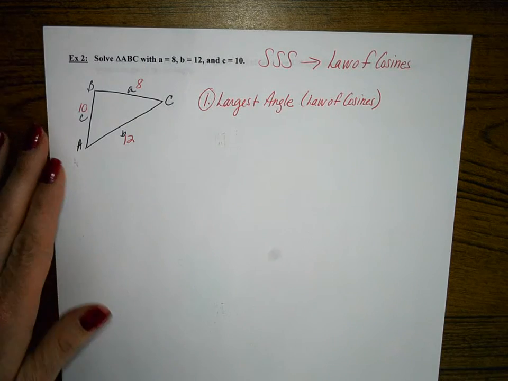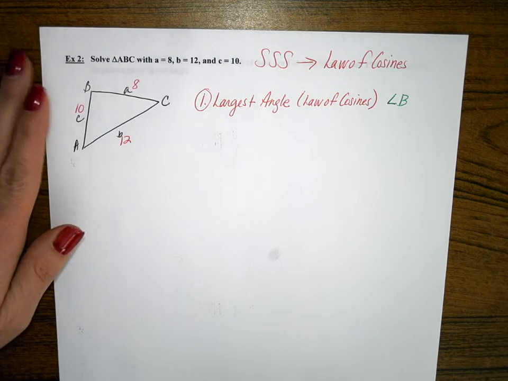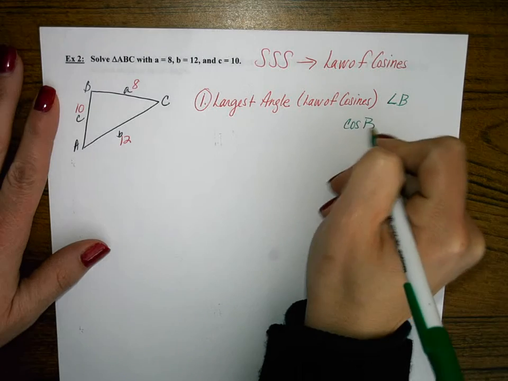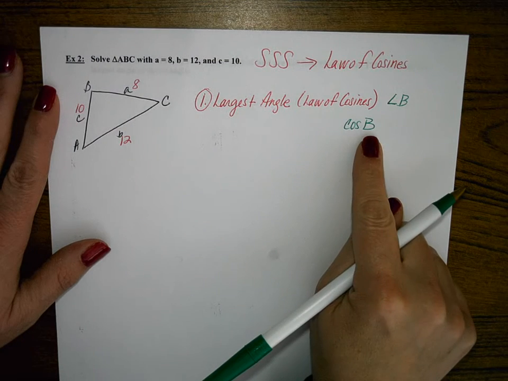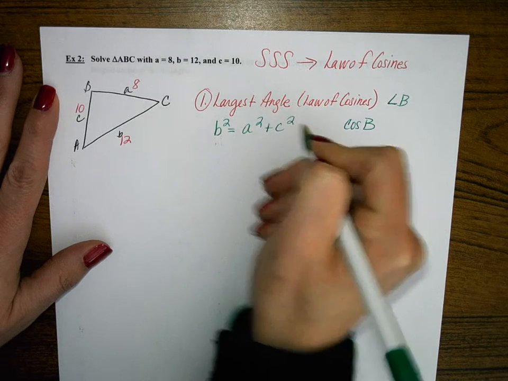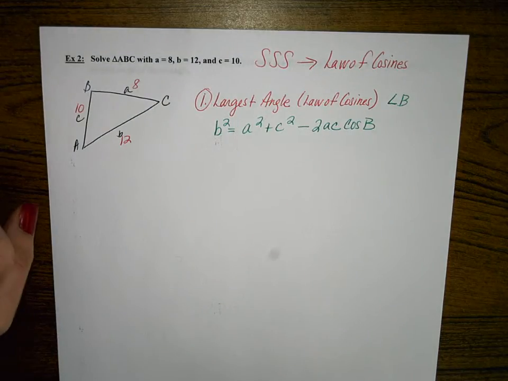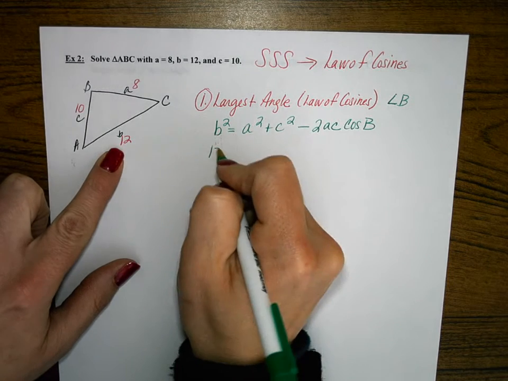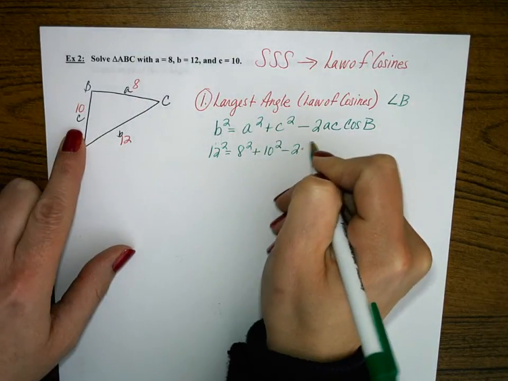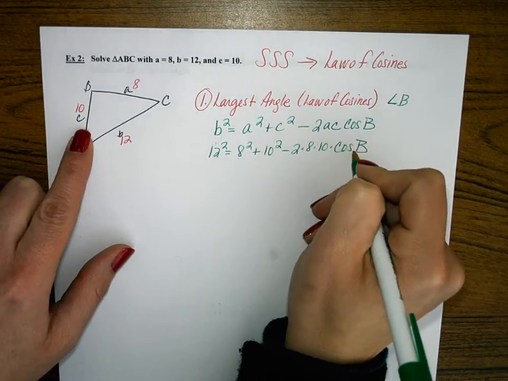Now, in this case, which angle in this triangle is going to be my largest angle? Angle B, it's across from the biggest side. Okay, now, if I want to find angle B, then when I'm writing the law of cosines, that means I'm going to have the cosine of angle B out in the back. So I'm going to have little b squared equal to my other two sides squared, so a squared plus c squared, minus 2 times my other two sides, a times c, times the cosine of angle B. So we have little b, which is 12, squared, is equal to little a squared, so that's 8 squared, plus little c squared, which is 10 squared, minus 2 times my a of 8, times my c of 10, times the cosine of angle B, which I do not know.